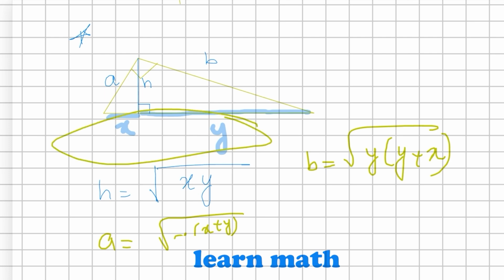So x and y are on what side? The base. Hypotenuse. Isn't the hypotenuse B? Hypotenuse is not B. Hypotenuse is the side which is opposite to 90 degrees.